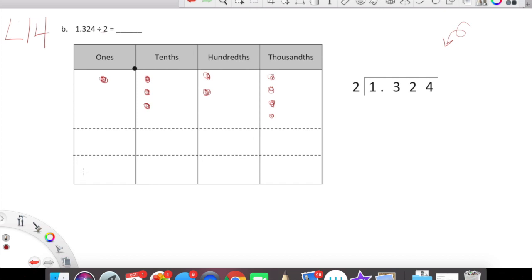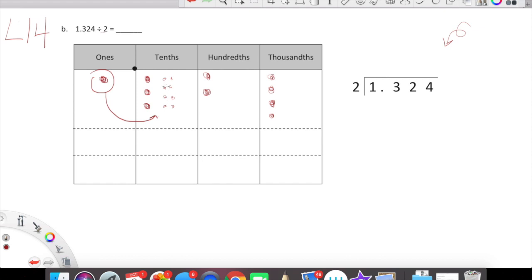So we are going to go ahead and take a look at our first column. We're going to think, I have 1. I need to split it into 2 equal groups. Well, I can't do that. So what we're actually going to do, you guys, is we're going to cash in our 1 one for 10 tenths.